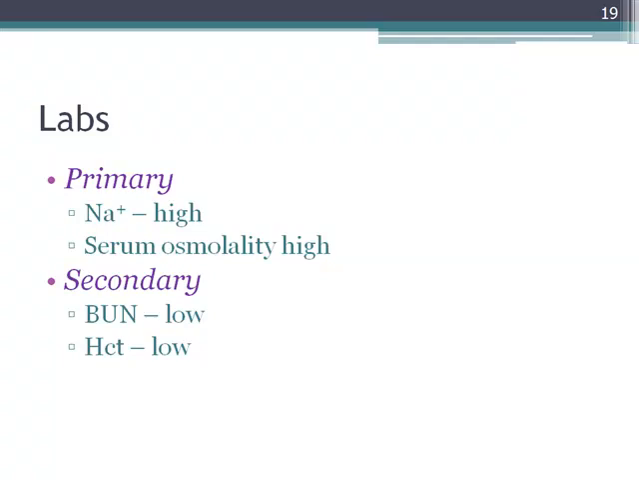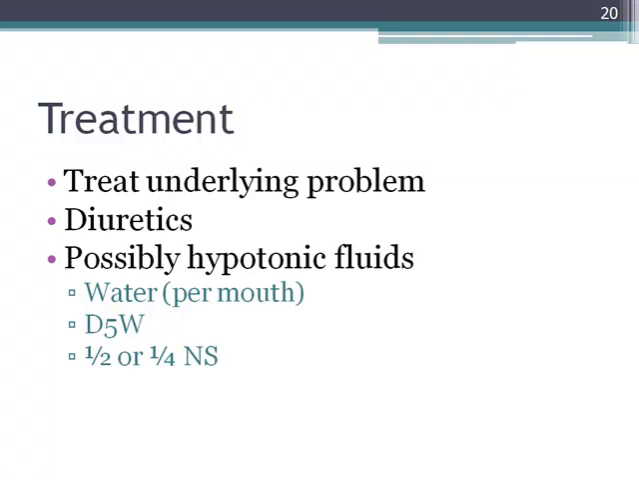All right. So here we're going to treat the underlying problem. In this case, we might give diuretics, where with the other one, the hypernatremia water deficit, we're probably not going to give diuretics. Here we might give diuretics to get rid of excess fluid. And then we might also give hypotonic solutions to dilute that high concentration that still exists. Now, we're probably not going to give them in the same volume that we would to somebody who had water deficit, but we might want to dilute their sodium level depending on what it is.